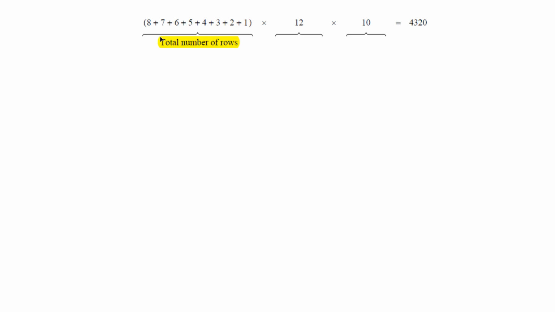So now if we want to find the total number of tickets, we have to multiply the total number of rows for each identical group times 12, which is the permutation for each row, times the number of table sets, which is 10, and we get again 4320.